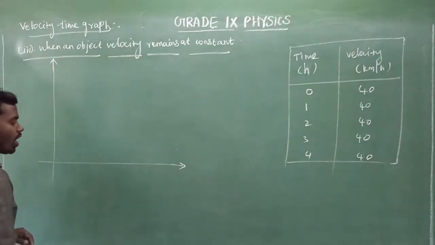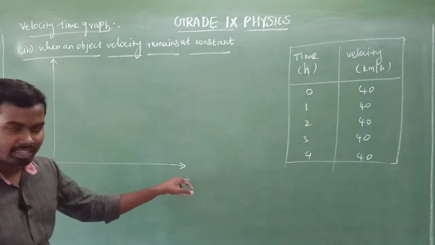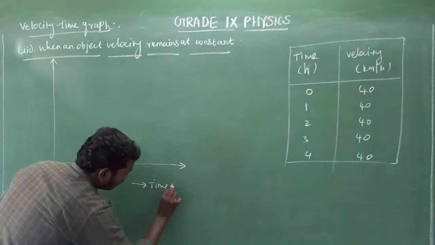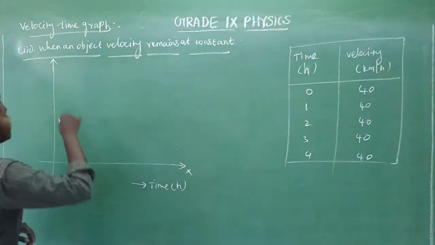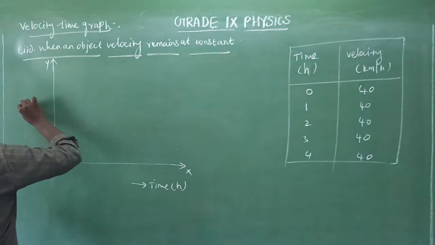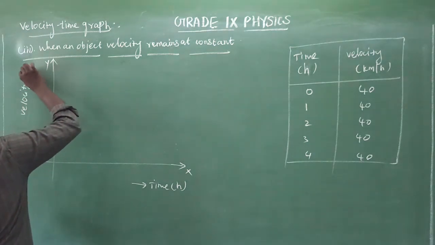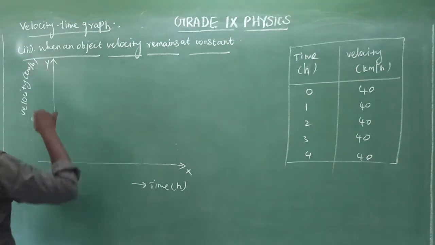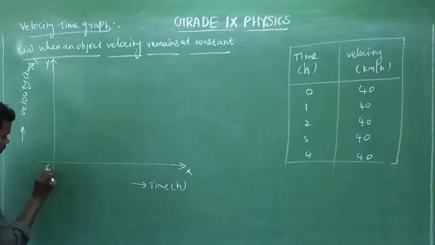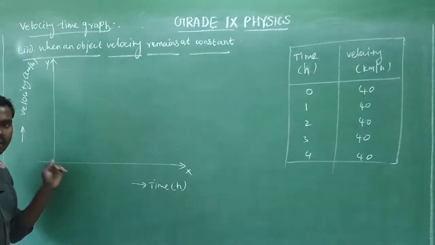So we always take time along the x-axis. Time in hours on the x-axis, and this is the y-axis, with velocity in kilometer per hour on the y-axis. So this is 0, the center point. This is the x-axis, this is the y-axis. The time is taken along the x-axis.